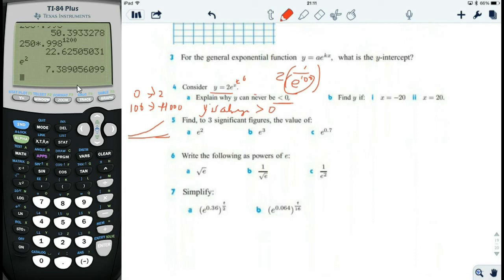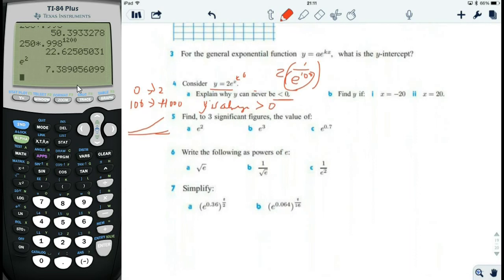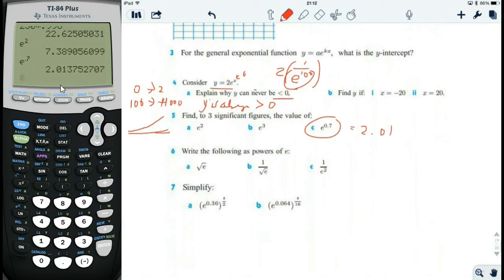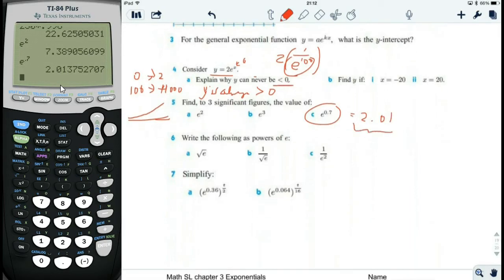Okay. Now, let's take one of these problems like this. Obviously, you're not going to do this without a calculator. How do we do it? Well, we just showed you that to do an exponent of e, you do second log, and then you put any number here. So even if it's a fraction or a decimal, no problem. The calculator can figure it out. So that's about equal to 2.01. And that's 3 significant figures, you see. 1, 2, 3 significant figures.